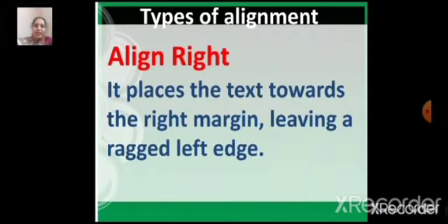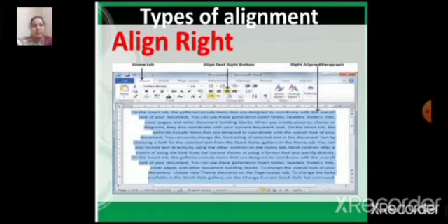Let's move to the next one, align right or right alignment. As the text is placed from the left side in left alignment, here it is right alignment. It places the text towards the right margin, leaving a ragged left edge. On the left side we may get uneven or irregular blank space, but from the right margin all the lines will be even and start at the same point. Here you can see a picture which shows the paragraph aligned right.